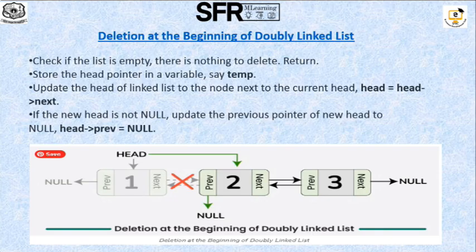Then we update the head of the linked list to the head's next. If the new head is not null, update the previous pointer of the new head to null. If you change this, then we can delete the node. This process is simple because we are deleting the node only at the beginning. We just disconnect the connection between the first and the second node. So the process is simple.